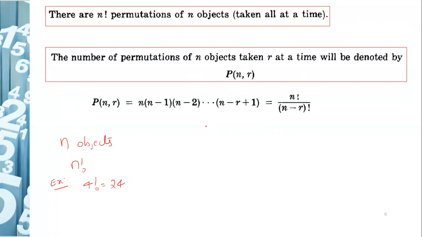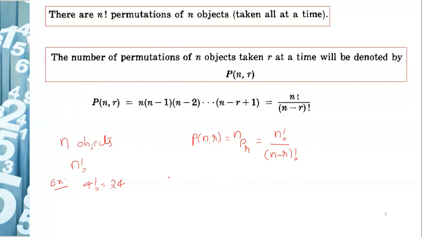Now similarly, what about this second one? The number of permutations of n objects taken r at a time is denoted by P(n, r). Or otherwise another notation, nPr. This is also another notation. And what is the formula for this P(n, r) or nPr? It is nothing but n factorial divided by (n minus r) factorial. So this is the formula, n factorial by (n minus r) factorial.